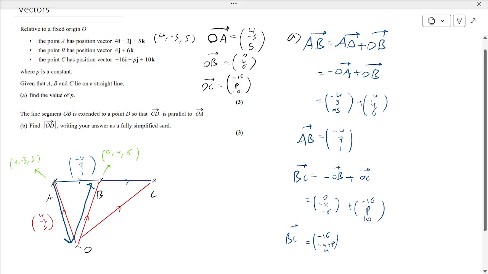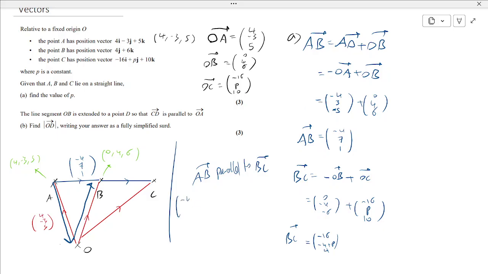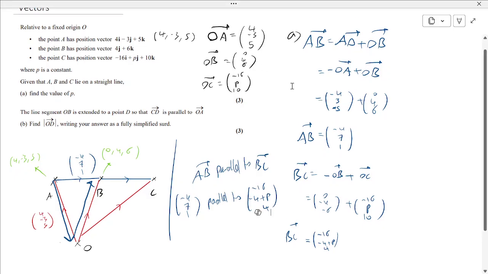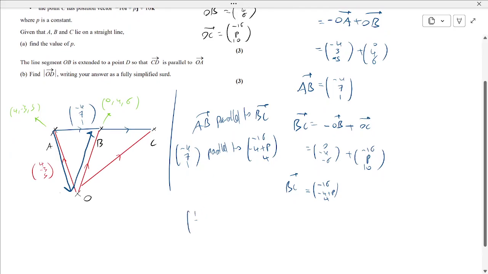Cool. And we know that AB is going to be parallel to BC. What is AB? AB was negative 4, 7, 1, parallel to negative 16, negative 4 plus p, and 4. Now remember, when we say vectors are parallel to each other, that means that they are a multiple of each other. So for example, the vector 1, 2 is parallel to the vector 10, 20, because I've multiplied it by 10.